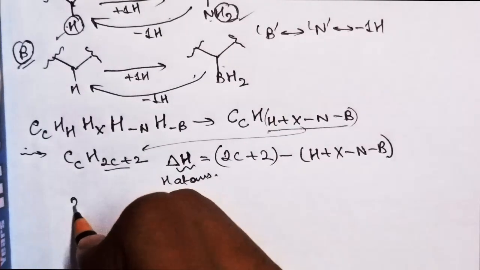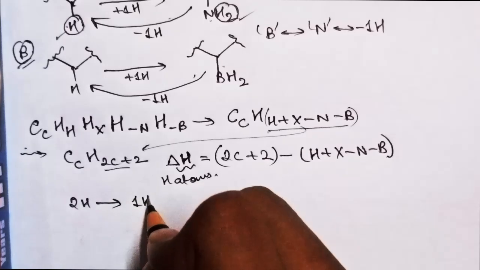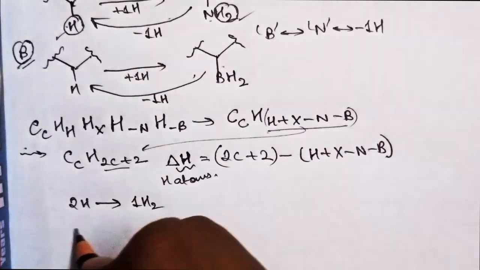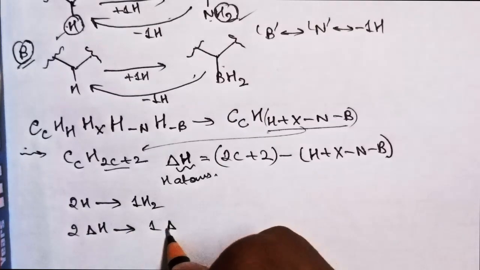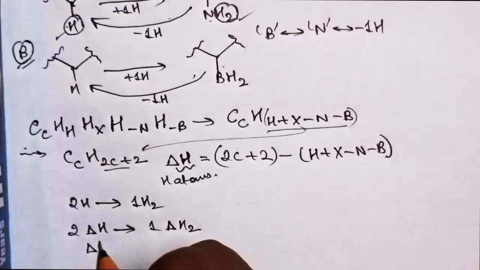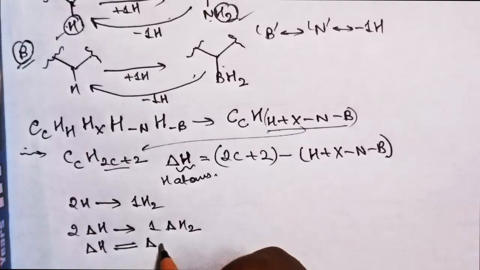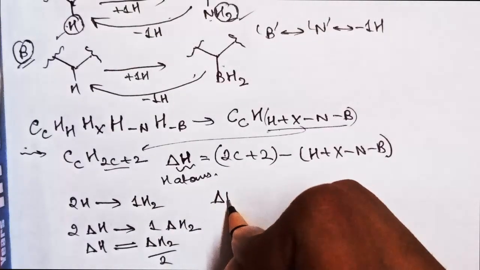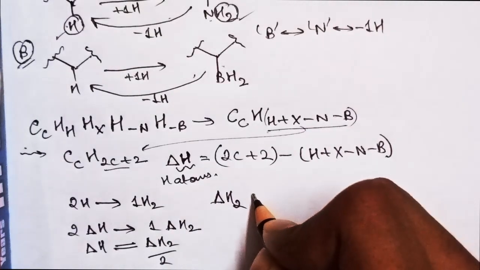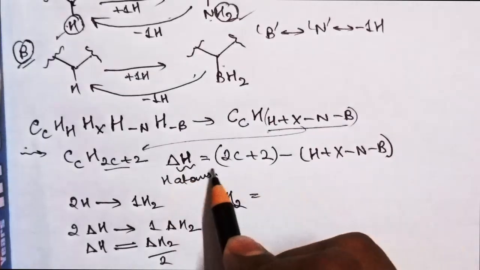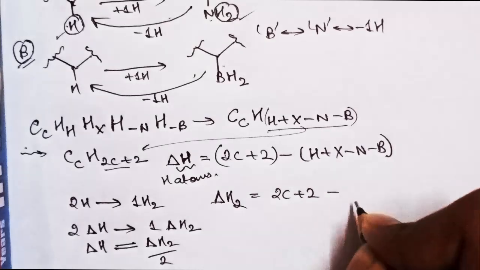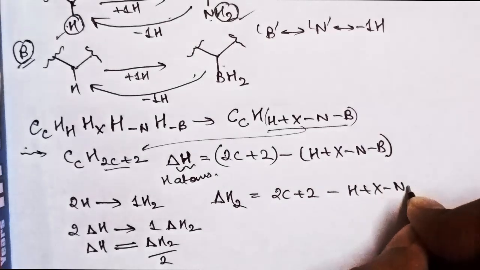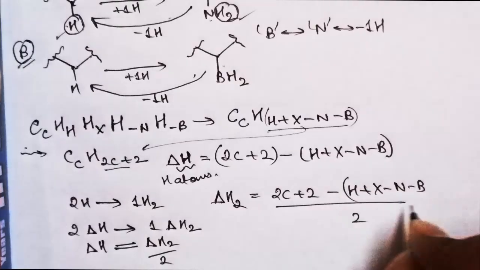We clearly know that 2 H atoms contribute to one hydrogen molecule. Therefore, we can say 2 times the change in hydrogen molecule equals 1 time the change in hydrogen atoms. Therefore, delta H can be written as delta H2 upon 2. Therefore, to find delta H2, we need to divide this whole thing by 2. Therefore, this becomes 2C plus 2 minus H plus X minus N minus B whole by 2.